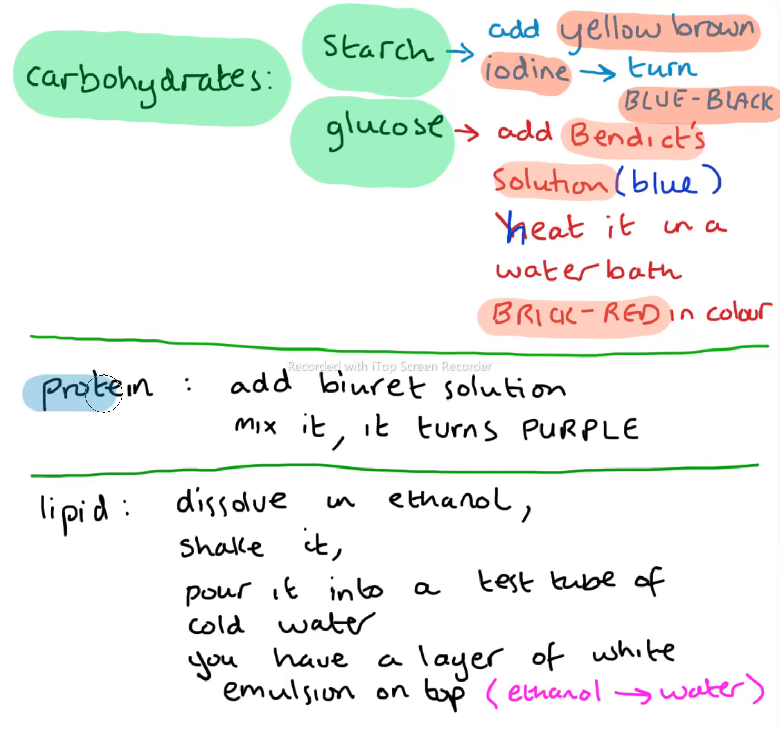Right, for protein, you add something called a biuret solution. It's a mixture of two things. You mix it, and if protein is present, it will turn purple.